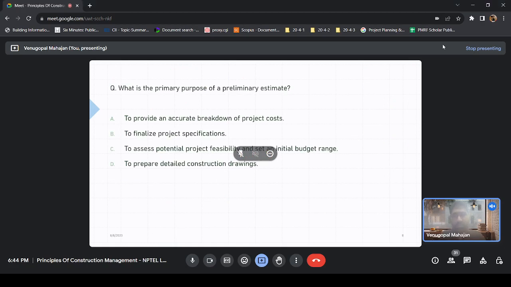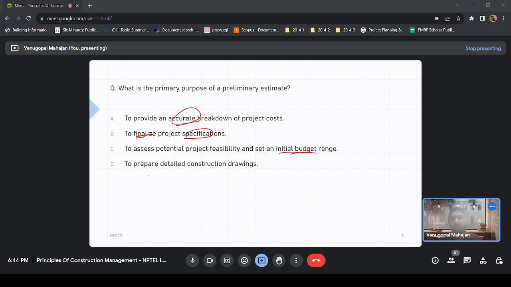Okay, so now coming to estimates. What is the primary purpose of a preliminary estimate? To provide accurate breakdown of projects. It cannot be accurate. To finalize project specification. We are talking about cost, not specs. And what to finalize here? To assess potential project feasibility and set an initial budget range. Yes. Okay. To prepare detailed construction drawing. So which one? C. C.